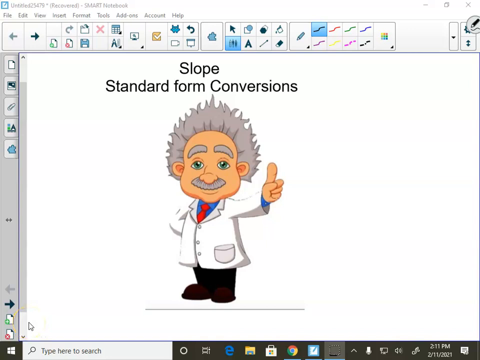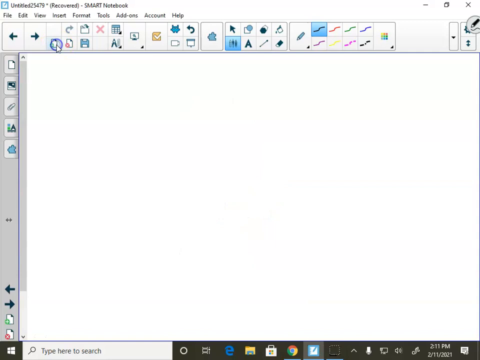Yeah, we're still working on slope. We're working on converting. This is standard form conversions. So let's do some conversions with standard form of slope. Start off with something relatively simple. Say we have 3x plus 2y is equal to 8.